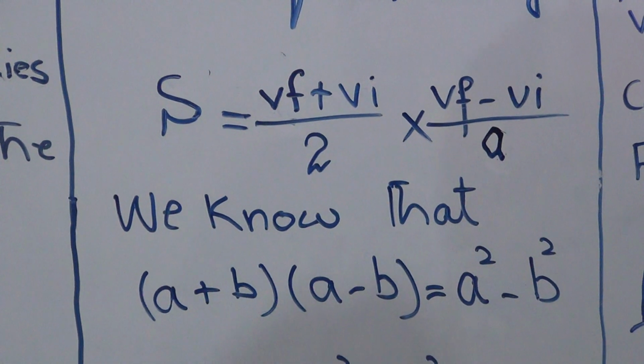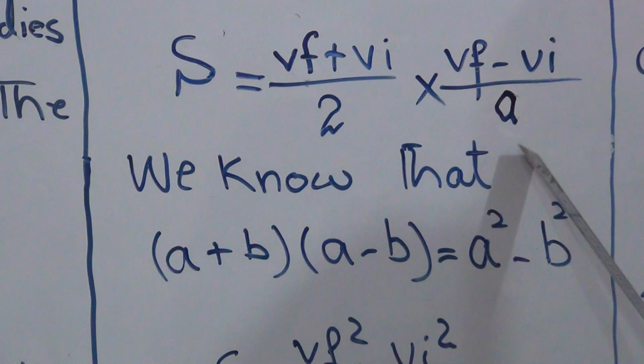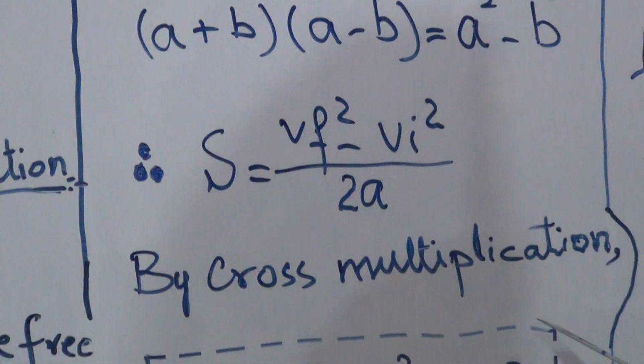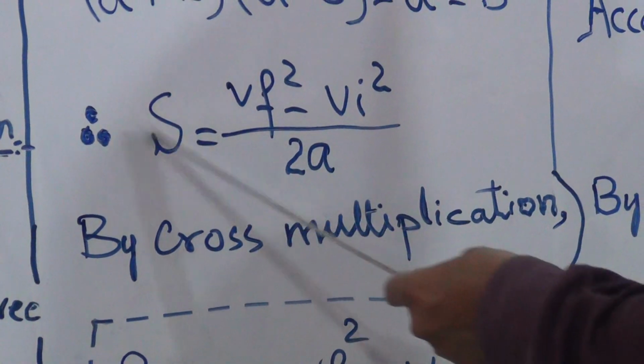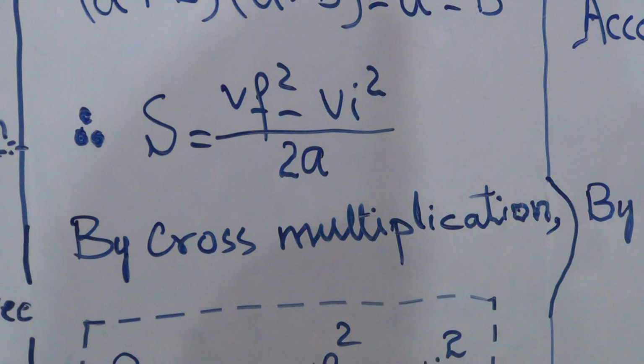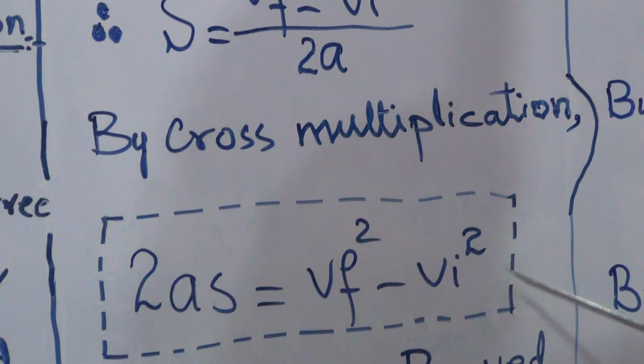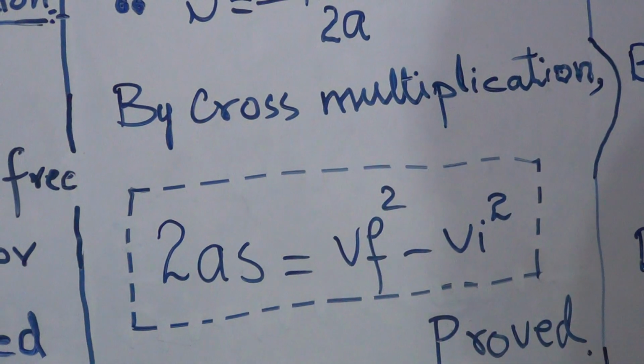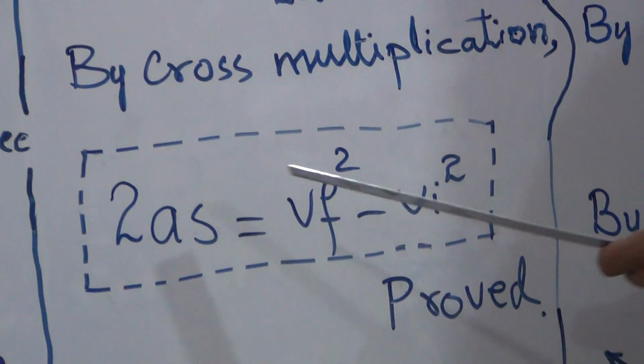It becomes 2a, 2 multiplied by a. By cross multiplication, it will be multiplied with s. 2as is equal to Vf square minus Vi square. So this is the derivation of the third equation.